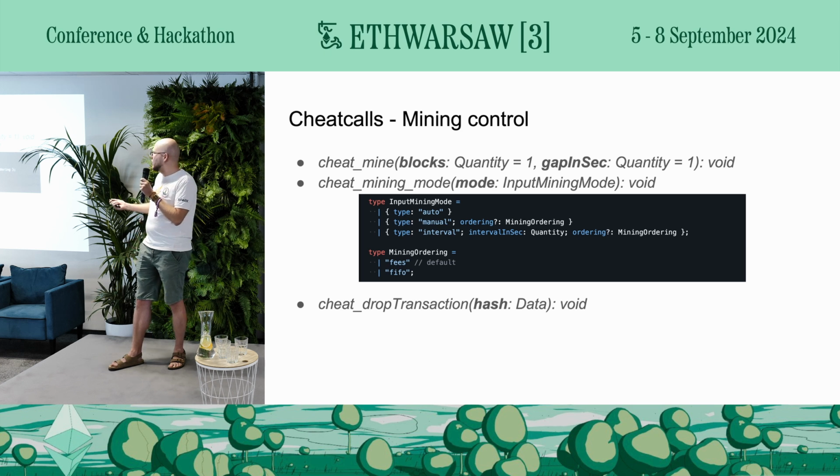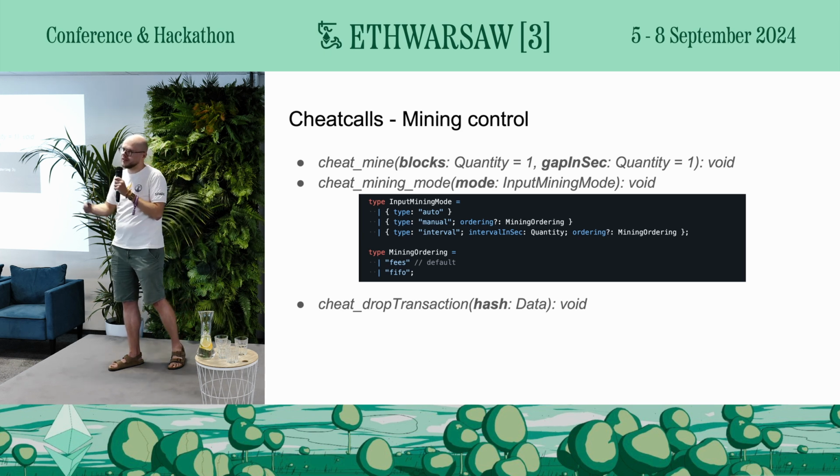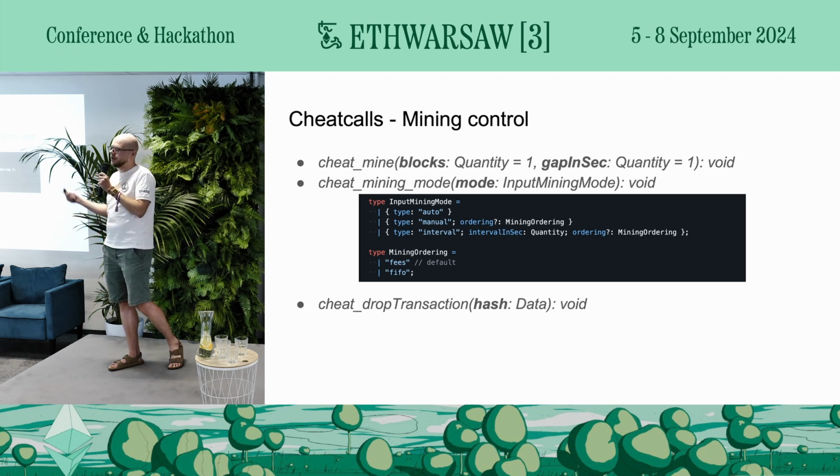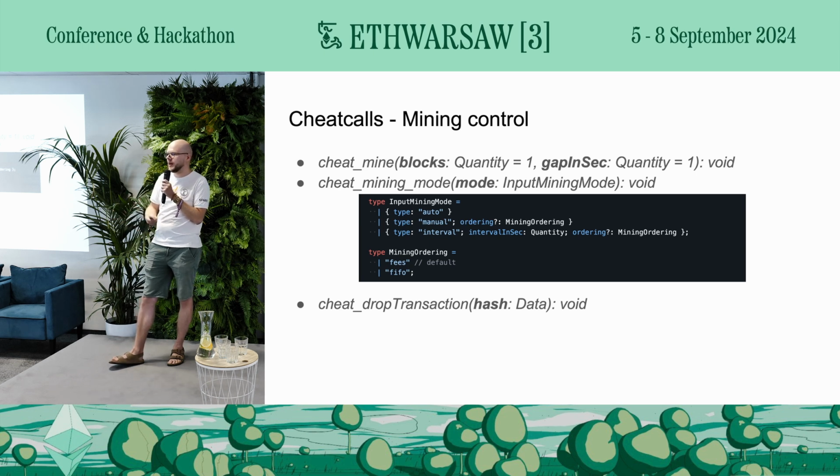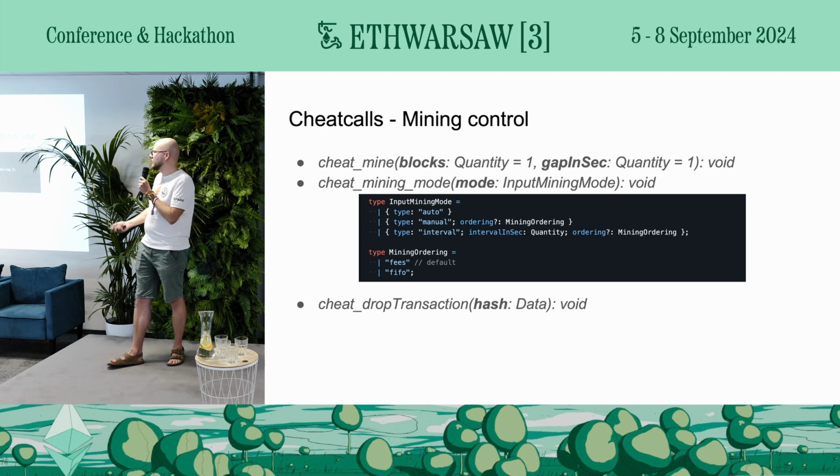All of these are extremely important and useful when you want to test some weird scenarios where you send a transaction, but there's a network partition happening and the transaction never gets to the actual mempool and gets dropped. So you can use cheat drop transaction to drop your transaction from the mempool before you mine a new block. So you can test all of these weird behaviors and see how your backend or front-end system behaves.